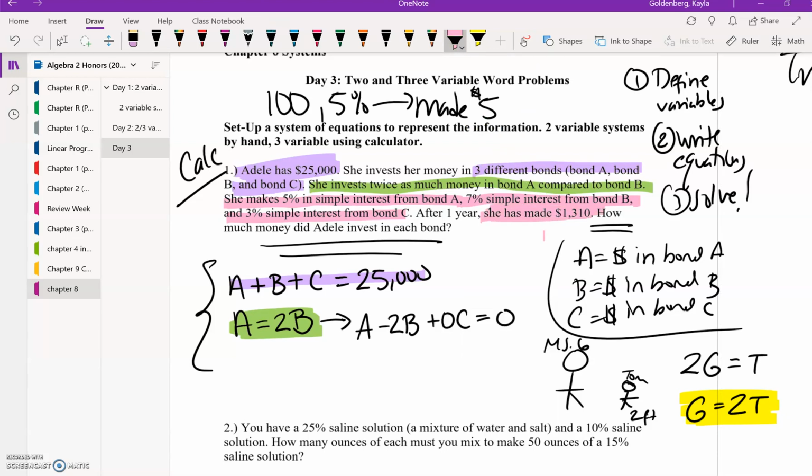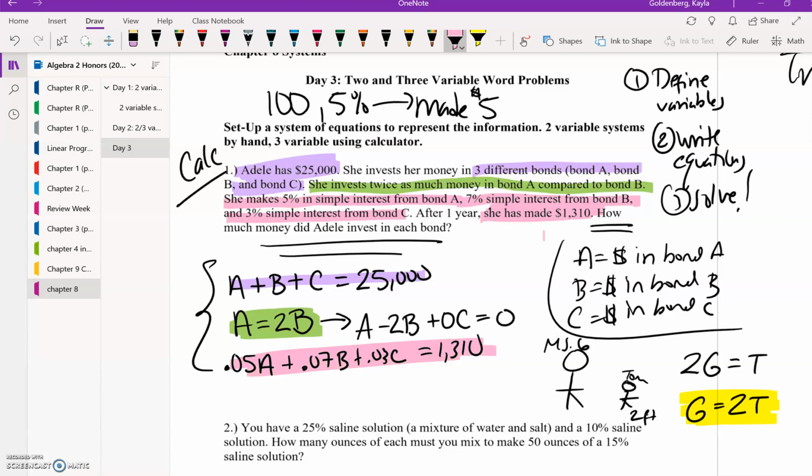So that's telling you how much money she made, not how much money total she has, which means what we could do is say, okay, if there's 5% from bond A, I'm going to write that as a decimal, 0.05 times amount of money in A, plus 0.07 times amount of money from B. Okay, and then our bond C is going to be a 3%. So I'm going to do plus 0.03 times bond C. And we're going to say that all those added together equals 1,310. So that's connecting to my pink clue, this equation.